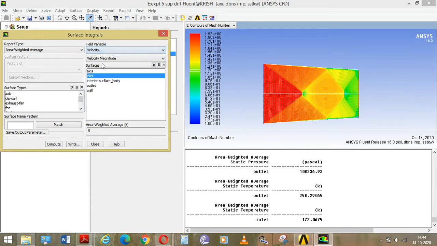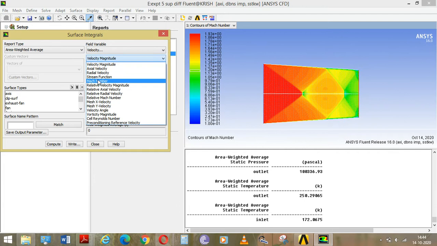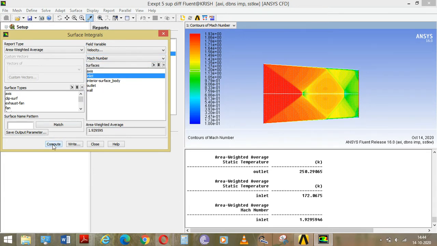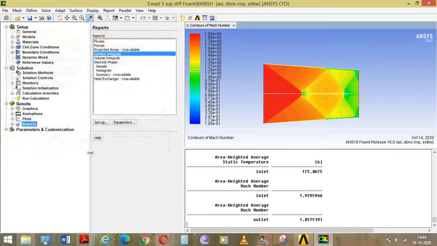What else didn't we input? We can check velocity through Mach number. At the inlet it is 1.929, almost 1.93. Let's check at the exit. It is almost 1, it's the average value. Okay, I think the experiment looks good, and whatever contours we are looking at are correct.